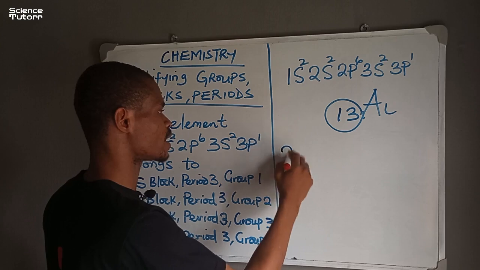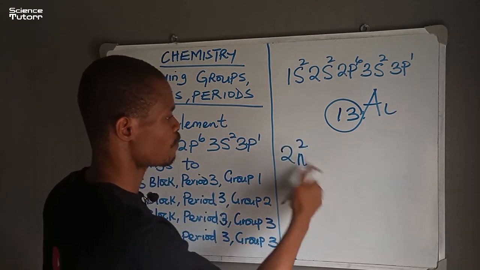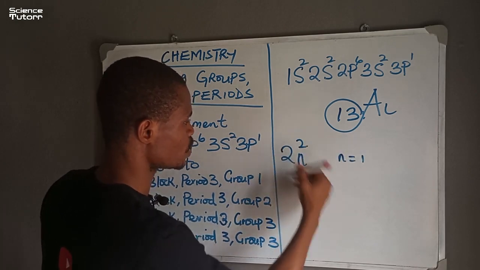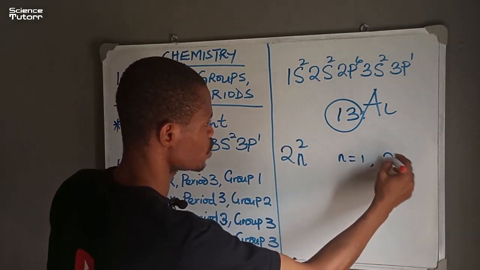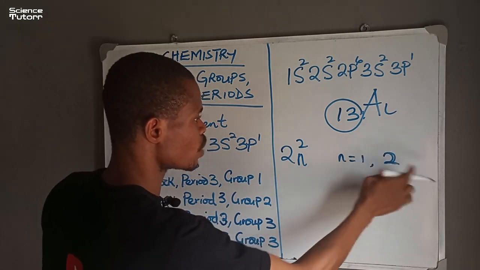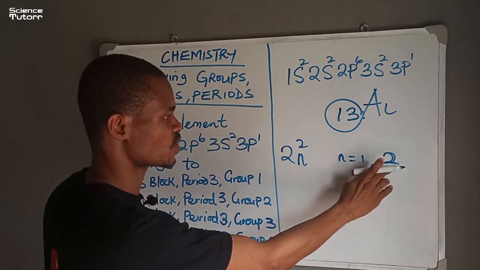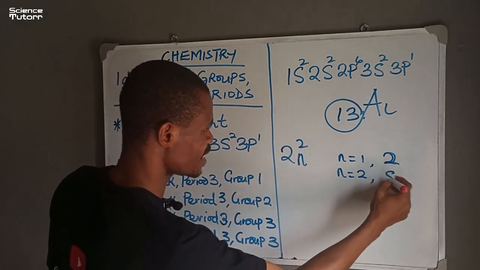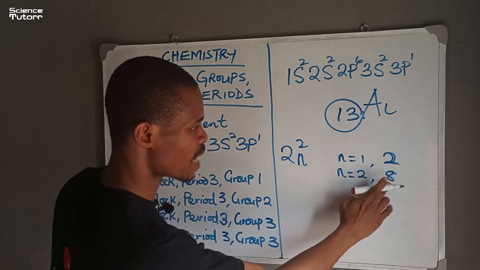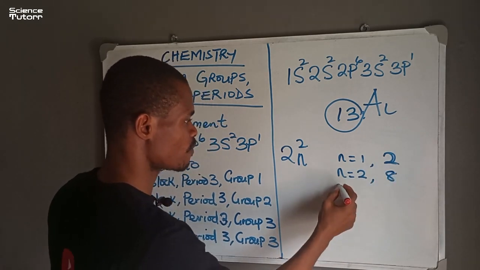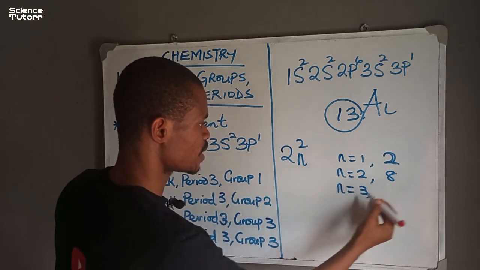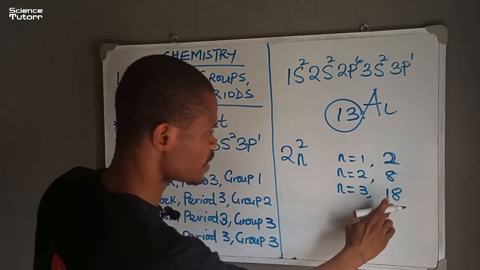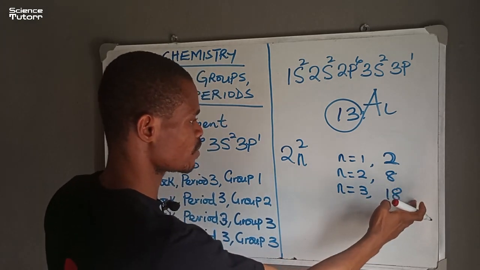Now, recall the formula that says 2n squared. For n equals 1, we simply have this to be 2. That is to say, a maximum of 2 electrons will occupy the first shell. For n equals 2, that makes 8. The second shell will hold a maximum of 8 electrons. And then for n equals 3, that makes 18. So 18 electrons hold the third shell.